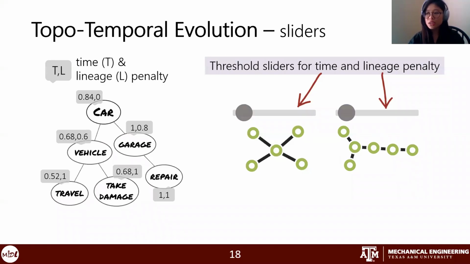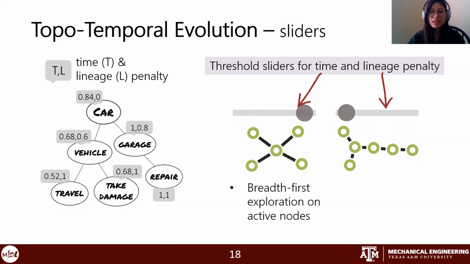So if the user increases the time penalty threshold, then the questions are going to be generated on nodes that just become active. The reason is that those nodes have the highest time penalty. So for example, in this existing mind map on the left-hand side, you can see these 2 nodes are going to be selected based on this.